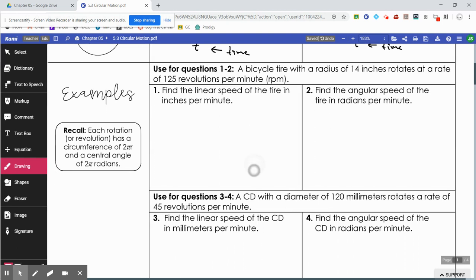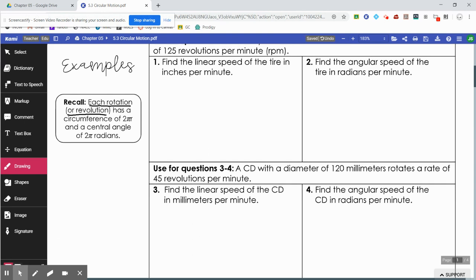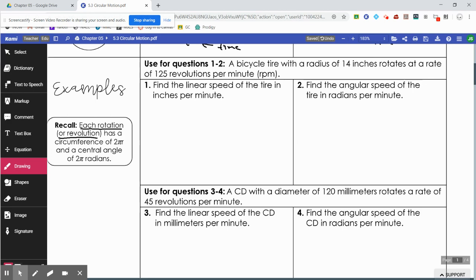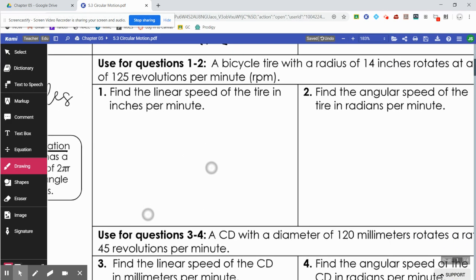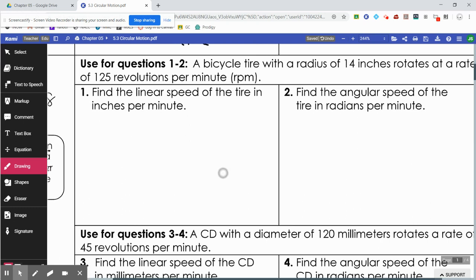Okay, some examples. Recall, each rotation or revolution has a circumference of 2 pi r and a central angle of 2 pi radians. So remember that as we go through these. Number one says a bicycle tire with a radius of 14 rotates at a rate of 125 revolutions per minute. RPM, which we see on the dash of our car, stands for revolutions per minute.